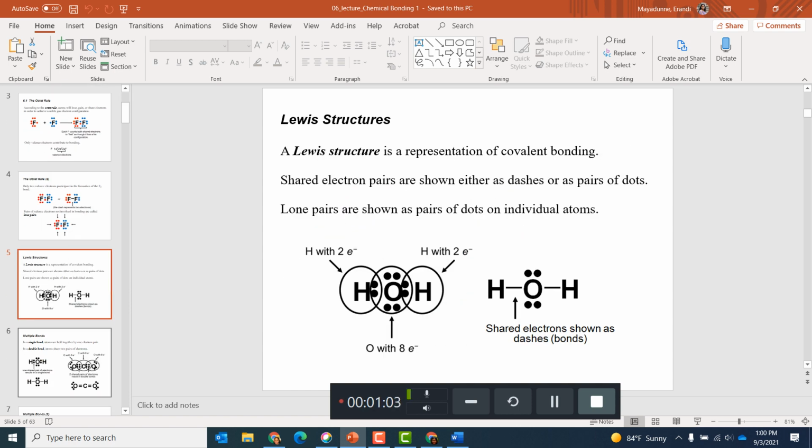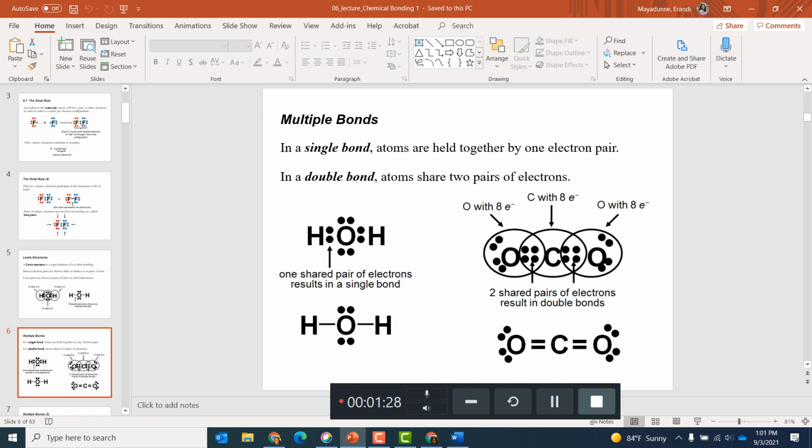Lewis structures represent covalent bonding. This is how you draw the Lewis structure of water. Oxygen has 6 electrons in the valence shell because oxygen is a group 6 element. So oxygen needs 2 more electrons to reach the closest noble gas, so each hydrogen shares 1 electron to reach the noble gas configuration. It is the same with carbon dioxide. I'll come to carbon dioxide later in detail.